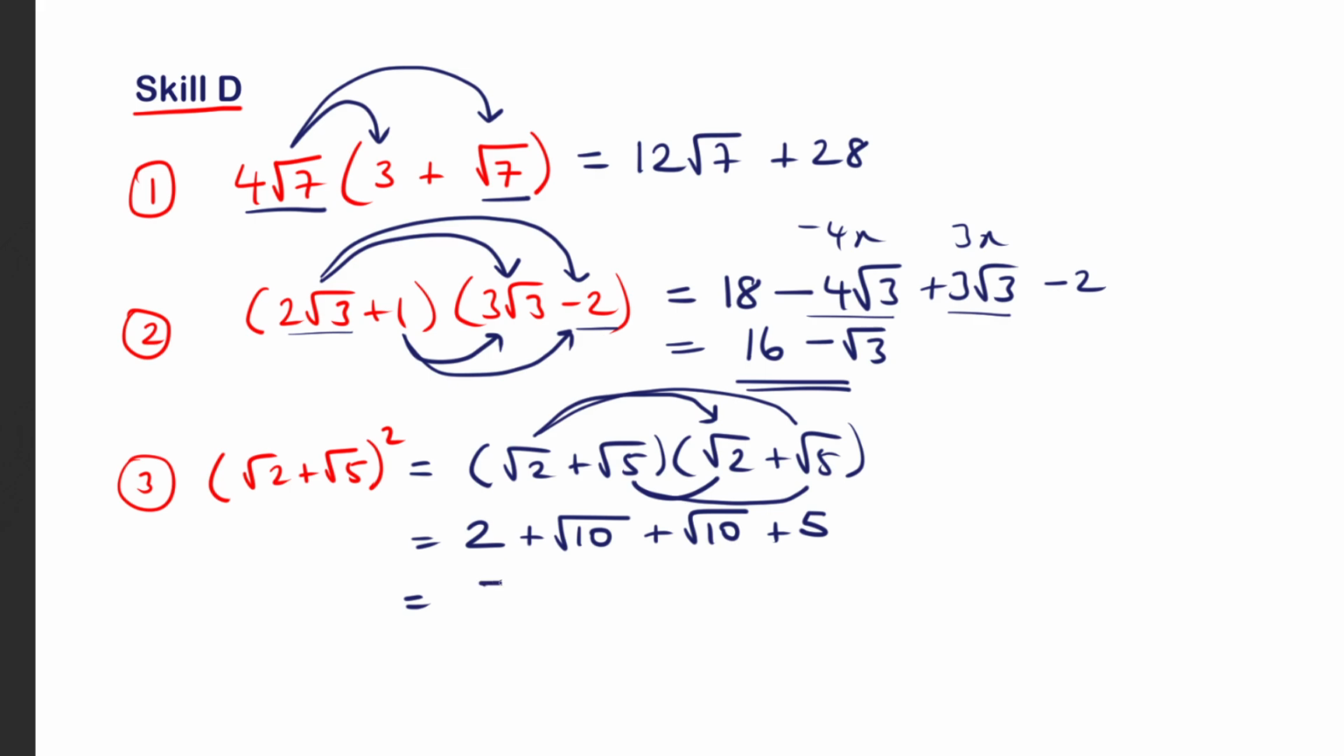Now we can add the numbers together. 2 plus 5 is 7. And these are both square root 10s. They can't be simplified. But root 10 plus another root 10, how many root 10s do you have? Well, you have 2 square root 10s. Okay, so when you're adding, put them together. 1 root 10 plus another root 10 is 2 root 10s.